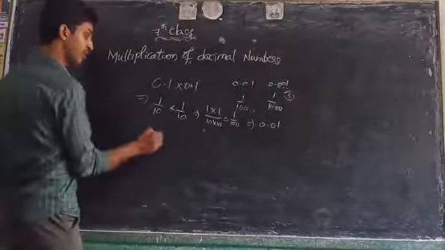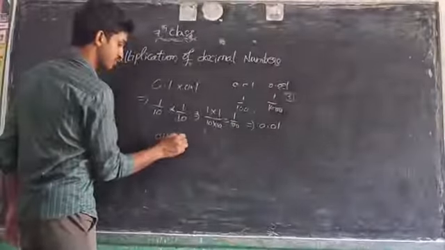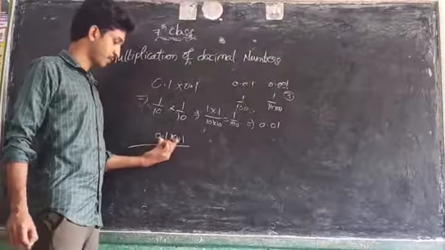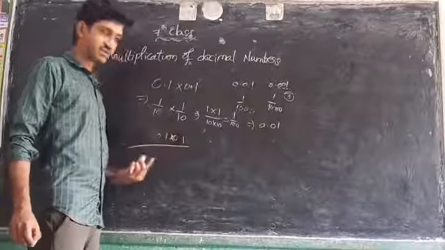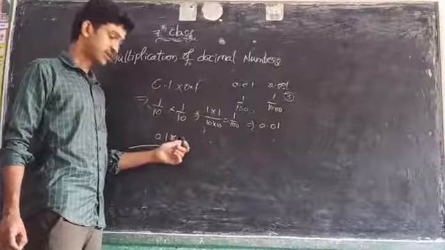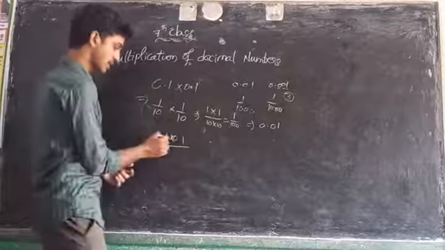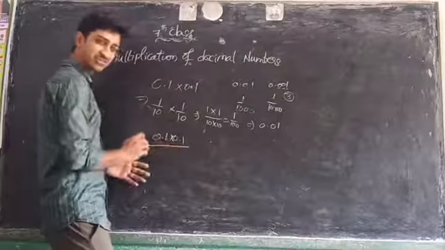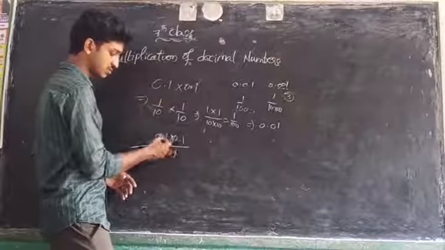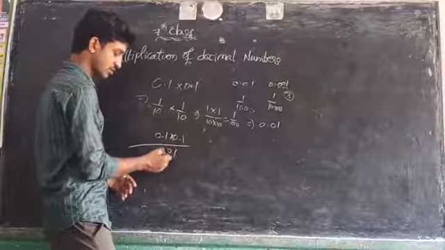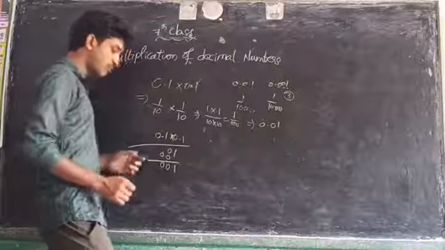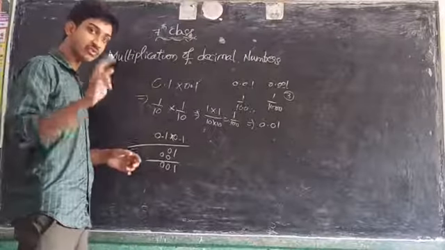Otherwise, how can we do it as 0.1 into 0.1? Sometimes we simply remove these zeros, remove these points. Multiply 0.1 into 0.1, or place zeros here. Sometimes exclude these zeros. Okay, 1 into 1 is 1, 1 into 0 is 0, 0 into 1 is 0, and 0 into 1 is 0. So add these two numbers and we get 1, 0, 0. Now place the point after two digits.